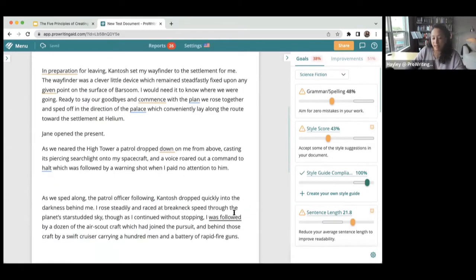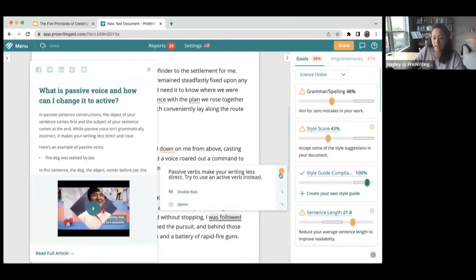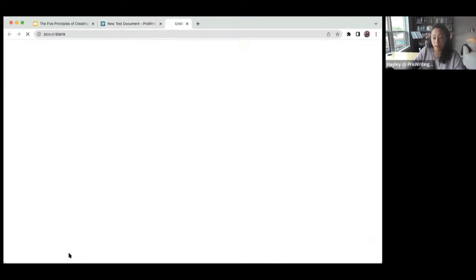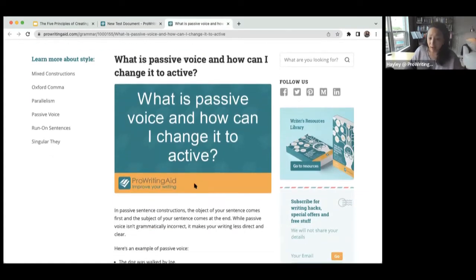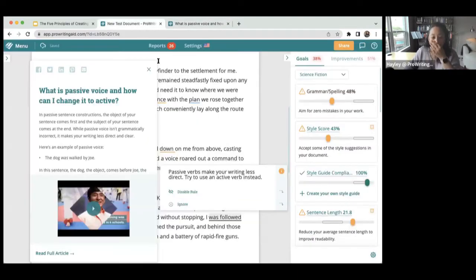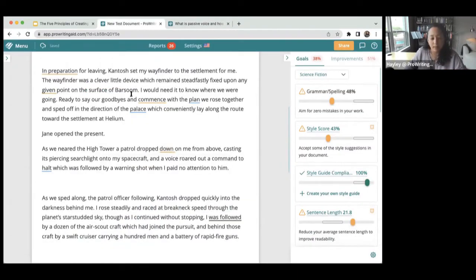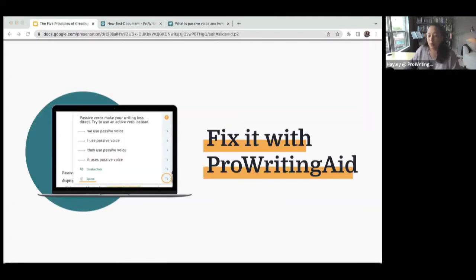And then you can click into either watch a video. Let's go back. You can click to watch a video. You can read a full article on it. So if you ever have a question about a suggestion and either how to make the fix, or whether or not you should make the fix or not, those articles can be really, really helpful to making that decision. Okay, so that was our first principle, to make subjects the stars of our sentence.